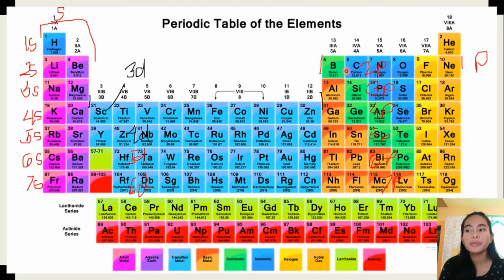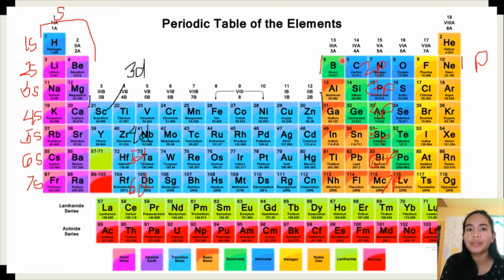Therefore, 2p, take note that p has 6 subshell of 6 electrons. So we have here 2p1, 2p2, 2p3, 2p4, 2p5, 2p6. Therefore, our 2p now is the 2p1. Boron is 2p1. Okay, is it understood?